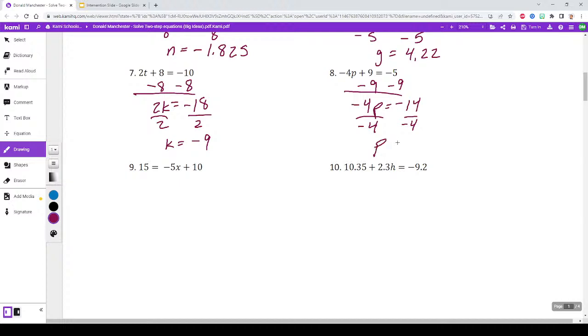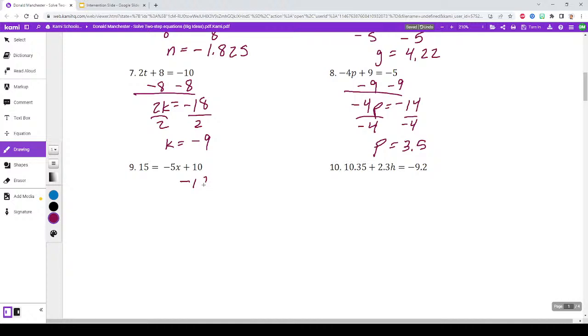And again, this is one of those moments where, since I wasn't given decimals or fractions, but I know that dividing by 4 gives me nice numbers, I'm just going to go ahead and write it as a decimal because it's pretty clean, 3.5.